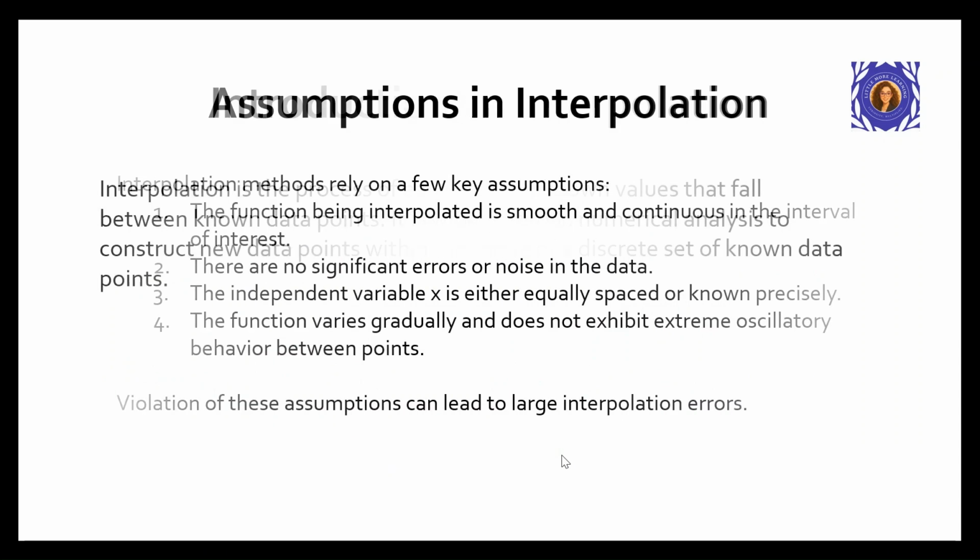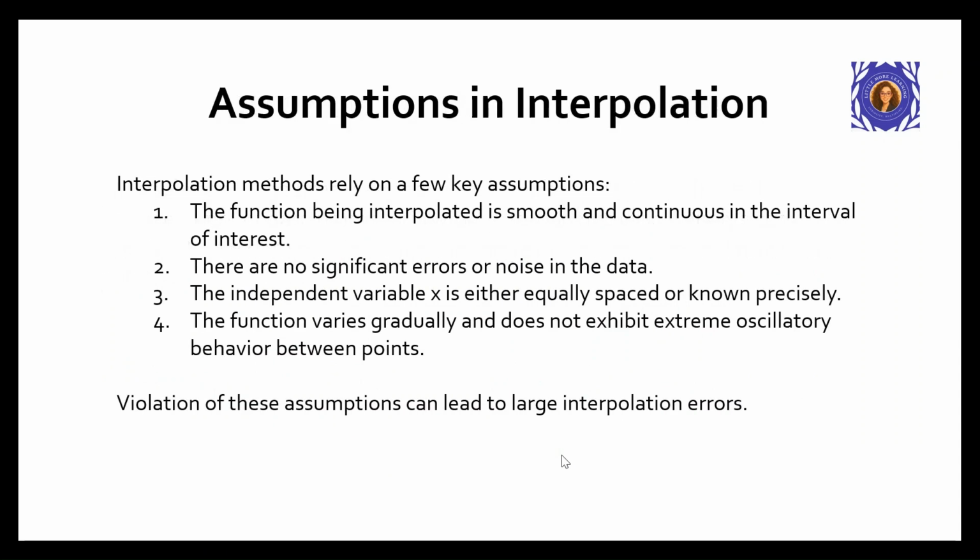Next is assumptions in interpolation. So interpolation methods rely on a few key assumptions. The first one is that the function being interpolated is smooth and continuous in the interval of interest. Next, that there are no significant errors or noise in the data. Third assumption is the independent variable x is either equally spaced or known precisely. The fourth and the last assumption is the function varies gradually and does not exhibit extreme oscillatory behavior between points. And violation of these assumptions can lead to large interpolation errors.